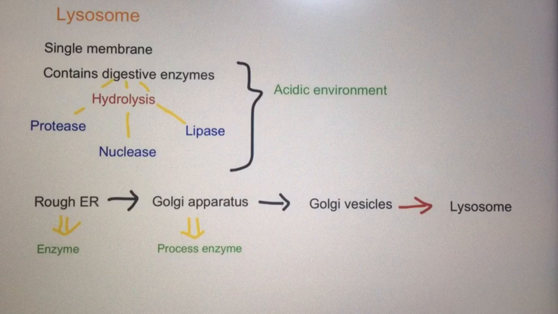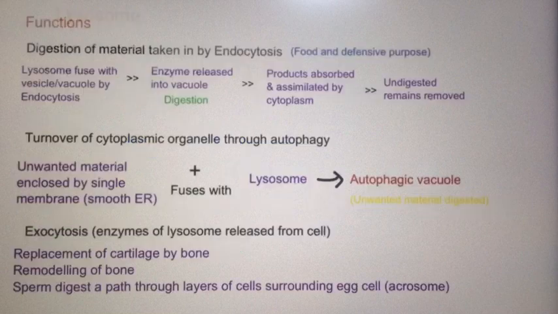How is lysosome formed? The enzyme of lysosome is made on rough endoplasmic reticulum. The enzyme is then sent to the Golgi apparatus to be processed, and the Golgi vesicles containing the processed enzyme will bud off to become lysosomes. Now I'll talk about the functions of lysosome.